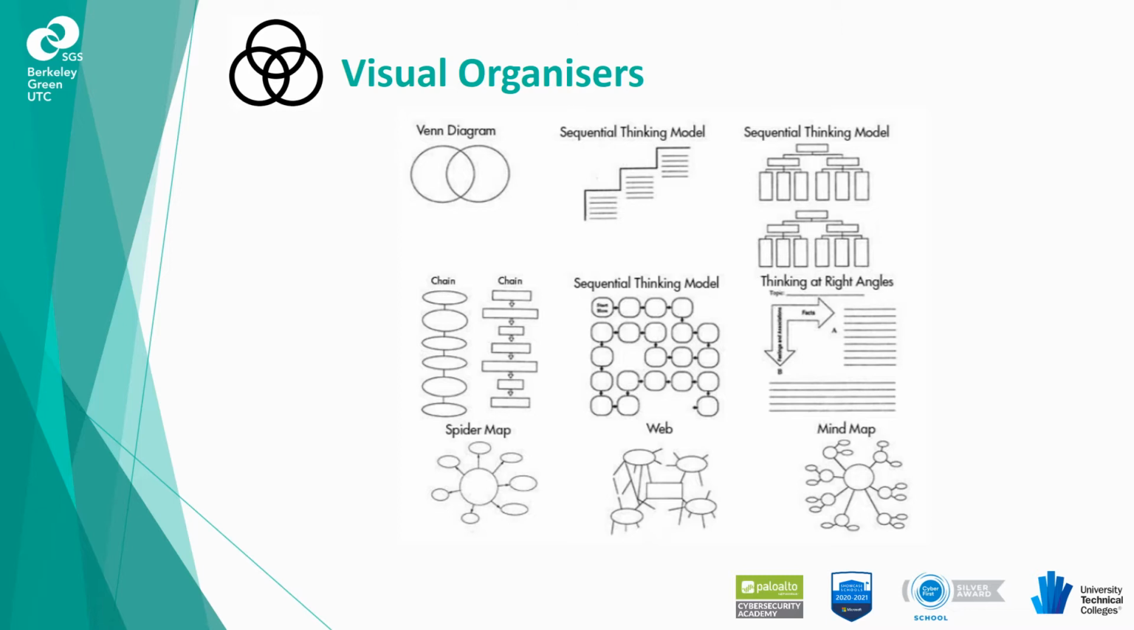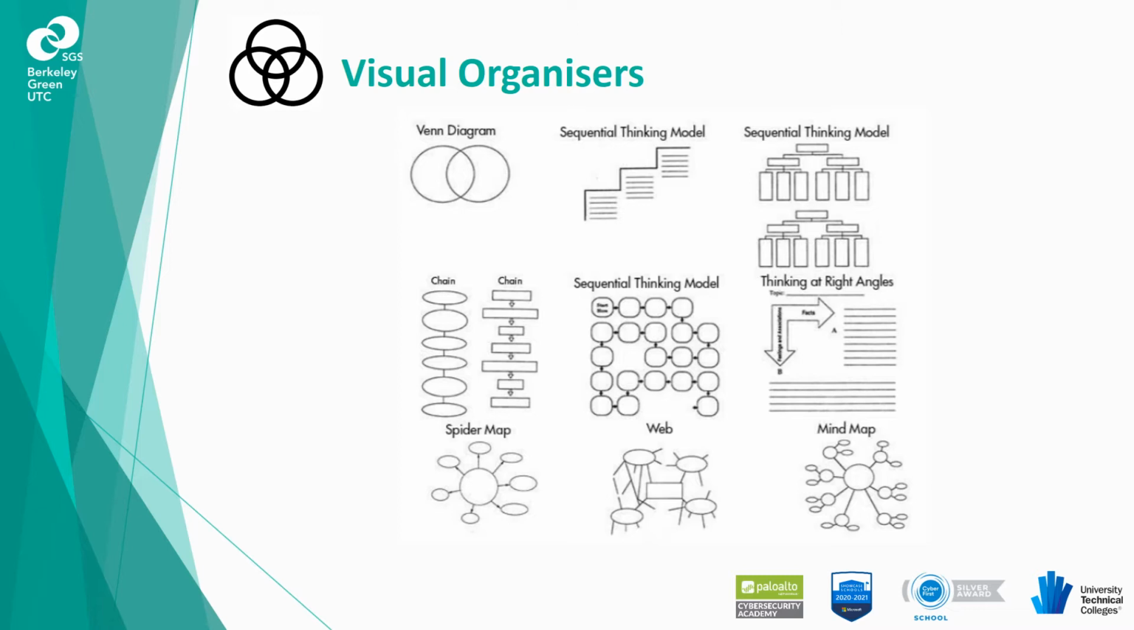You have a chain diagram, and a chain diagram shows, again, in the same sort of way as a sequential thinking model, what happens first, then what happens next, and what is the event of this. So what happens after this because of what happened before. I'm going to talk about the thinking at right angles one, because that one needs a bit of explaining. And then there's a few that you might find quite familiar.